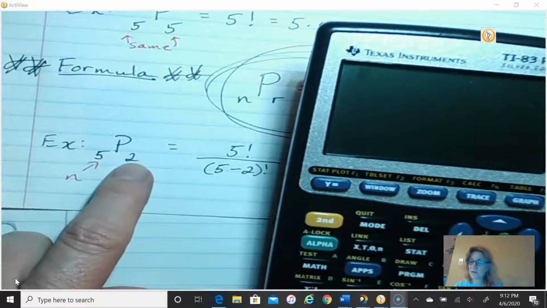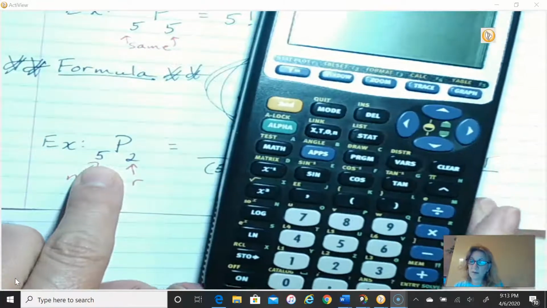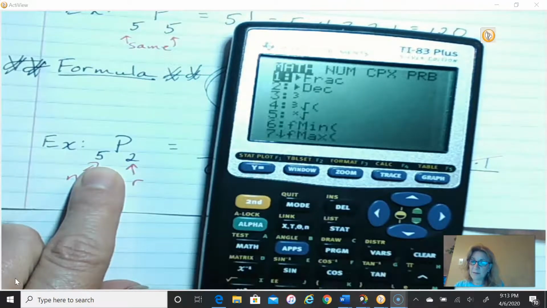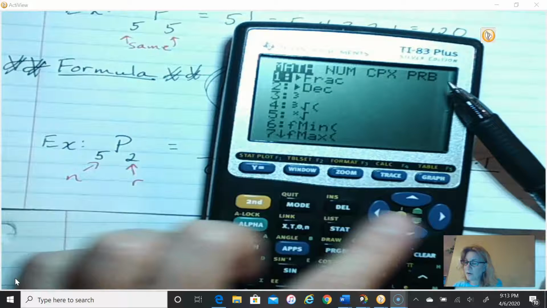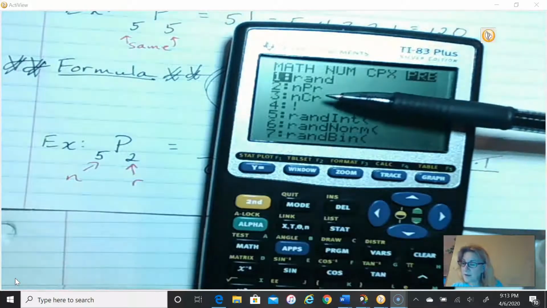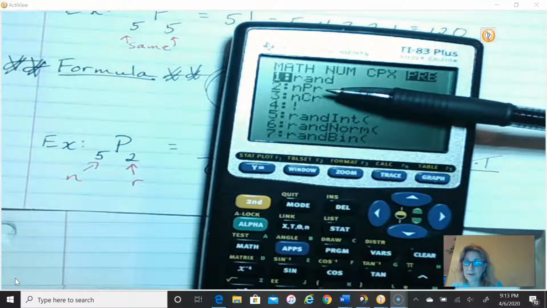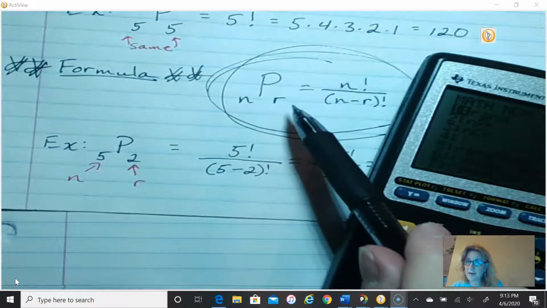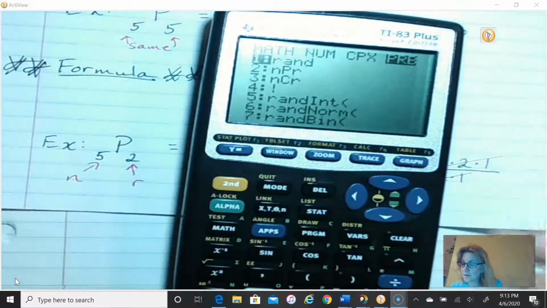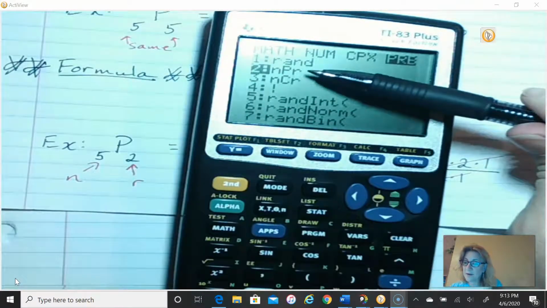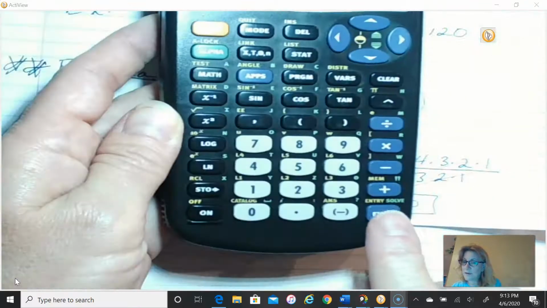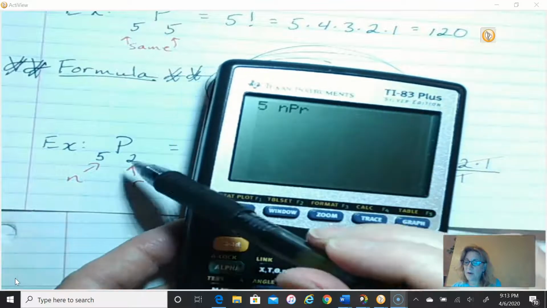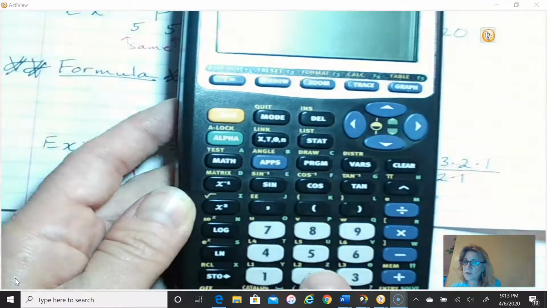5, this is a permutation, and 2. So we're going to do the first number first. Put in 5. See? Go back to your math. Go down to that PRB. Look right there, number 2. Does that look familiar? NPR. So go down to NPR. Hit enter. Look, now you've got 5 NPR. What's R? 2. So push 2.